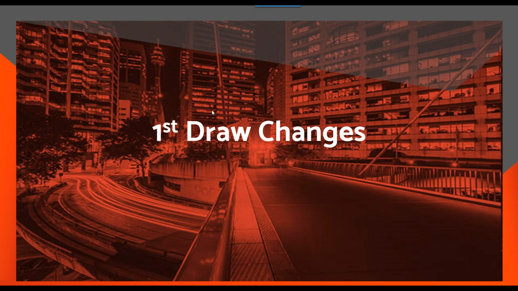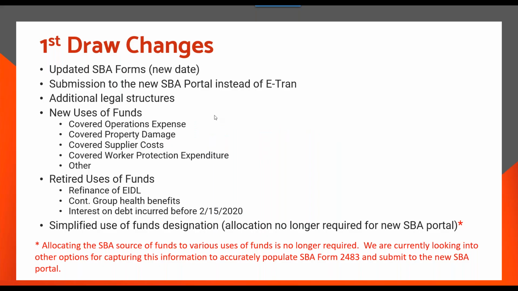Just have a couple additional slides I want to go through. The first is talking about first draw changes. So within the last week, we found that there were some new SBA forms that apply to the first draw, and really the forms are the same. They just changed the expiration date on it. So that's one change that will be coming. We'll update those forms so they have the correct expiration date. I've already talked about this, but all first draw loans will be sent to the SBA portal instead of E-Tran. Obviously, they'll make their way into E-Tran. But that is a change.